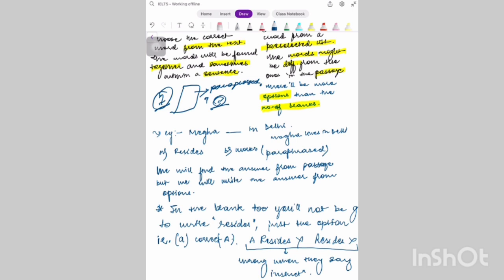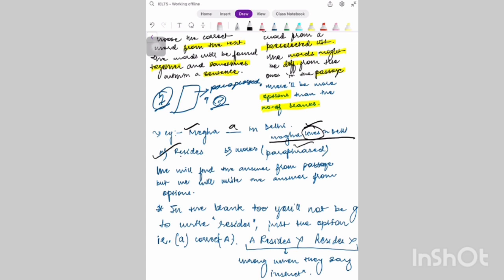For example, the question is: Megha dash in Delhi. In the text it is written that Megha lives in Delhi. This is an example of a type 2 question. The options given would be option A, resides, or option B, works. So you can see that lives is paraphrased as resides. So the correct option is option A.